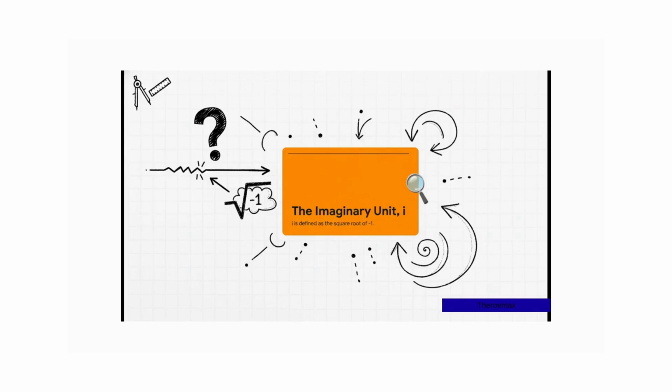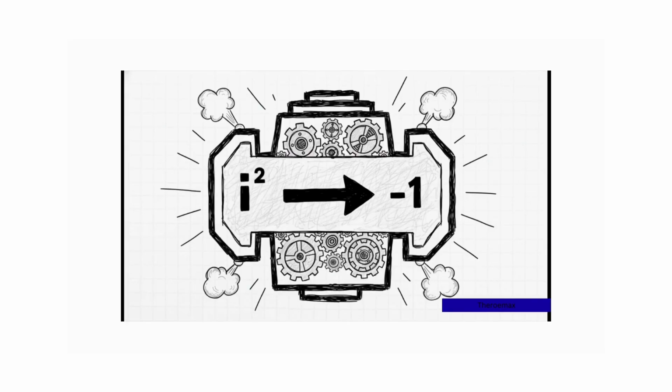And here it is. Meet the imaginary unit, i. The definition is so simple, it's kind of beautiful. i is the square root of -1. That's it. It was created to do the one thing no other number could do. Now, this is the really crucial part. If i is the square root of -1, that means if you square it, if you do i times i, you have to get -1. And that one little fact, that's the engine that's going to drive everything we do from here on out.